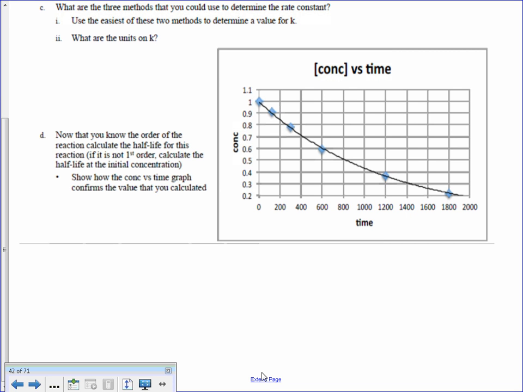You just look at the concentration versus time graph. Okay, concentration versus time. What's the half-life, people? About 800. So you're going from 1 to 0.5. That's about 800 seconds. I'm guessing it's seconds. Okay. Thank you, team.